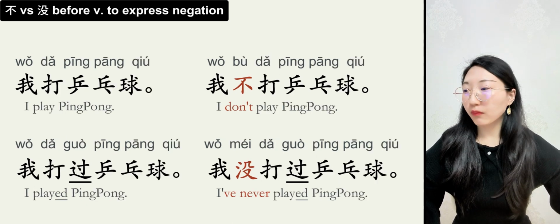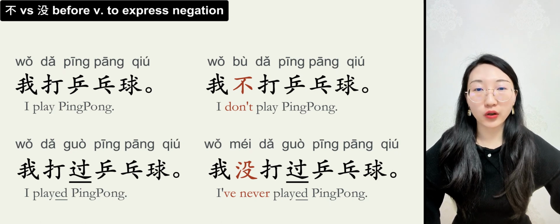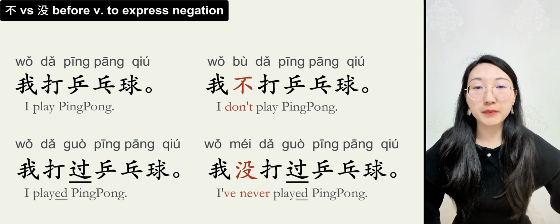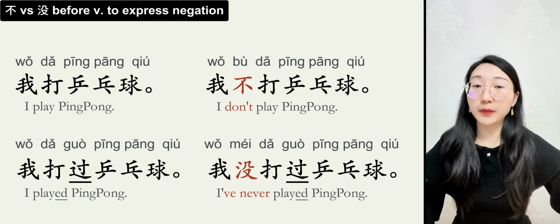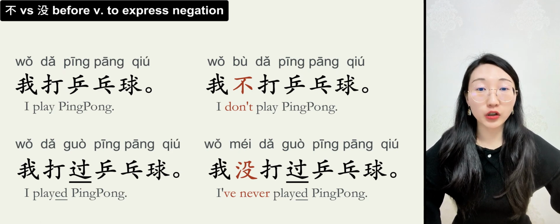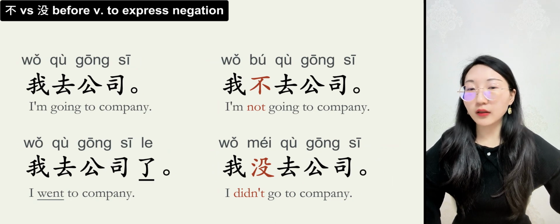Next example. I play ping pong: 我打乒乓球. I don't play ping pong: 我不打乒乓球. I played ping pong: 我打过乒乓球. I've never played ping pong: 我没打过乒乓球. Next example. I'm going to the company.